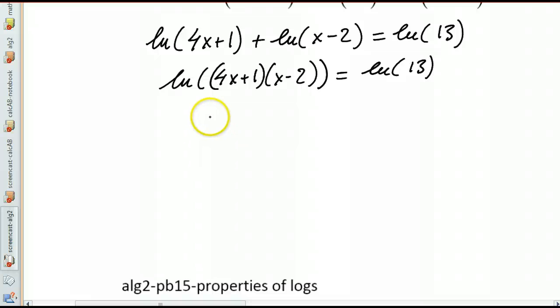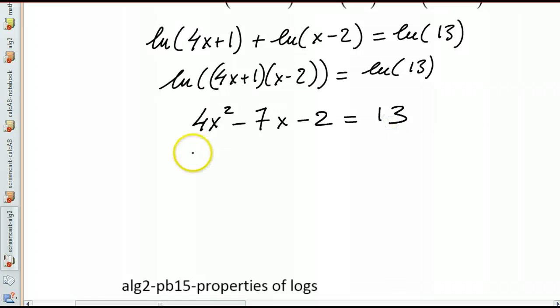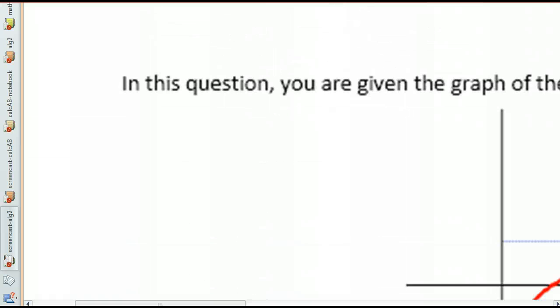So this is what? Well, how about we drop the ln, okay? With equality of two ln's, you can drop them, and at the same time I'm going to expand. This is 4x squared, minus 8x plus x is minus 7x, minus 8 plus 1... minus 2 equals 13. So 4x squared minus 7x minus 15 equals 0. I hope it factors nicely.